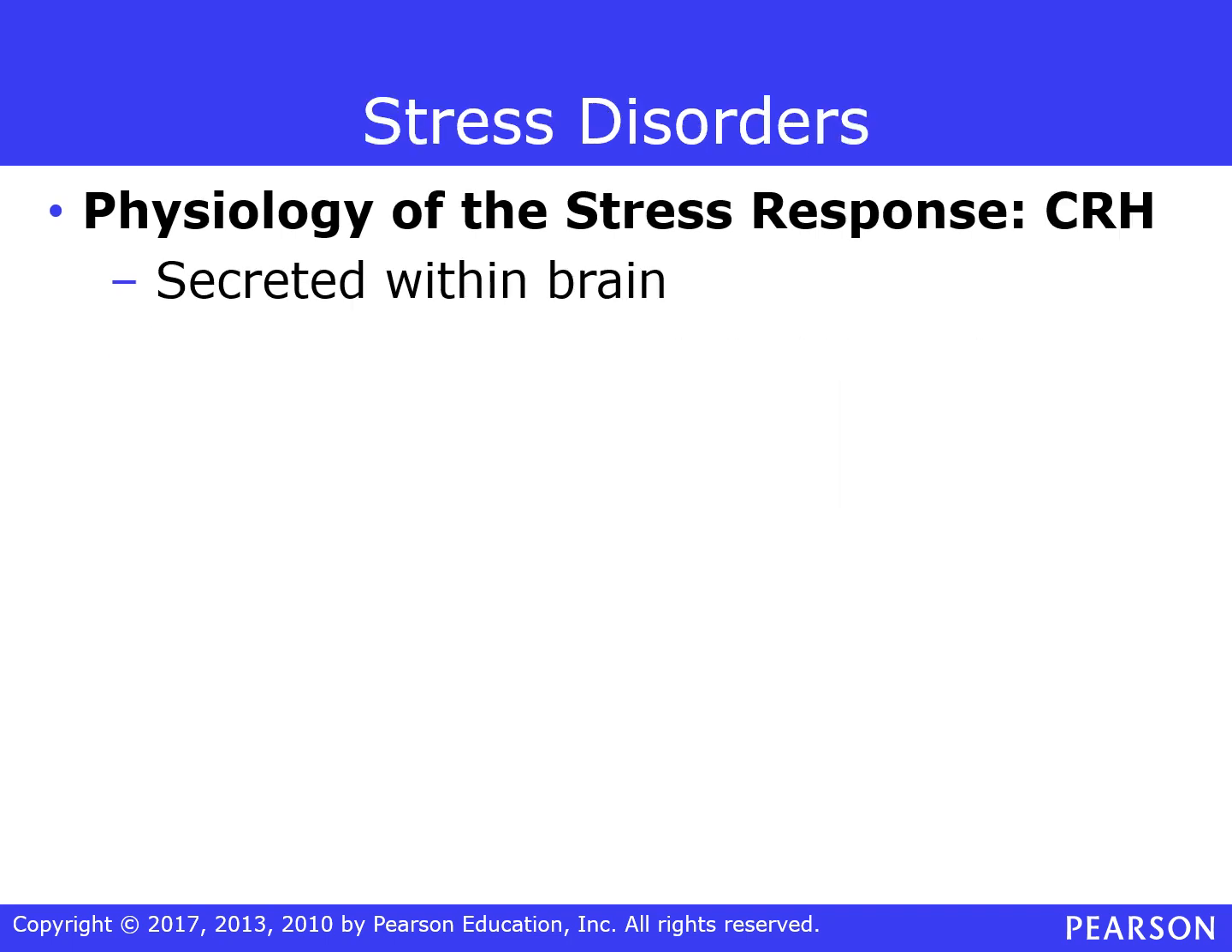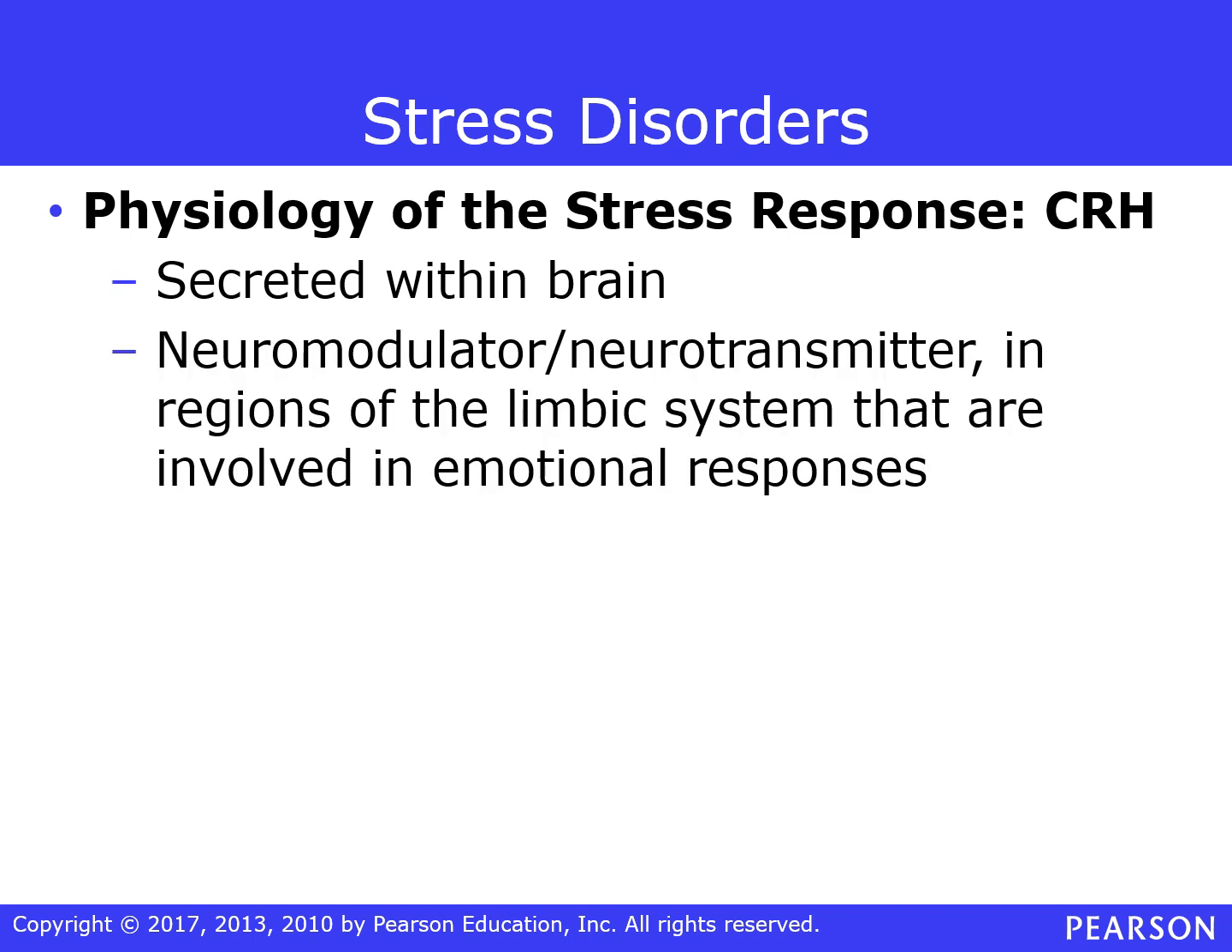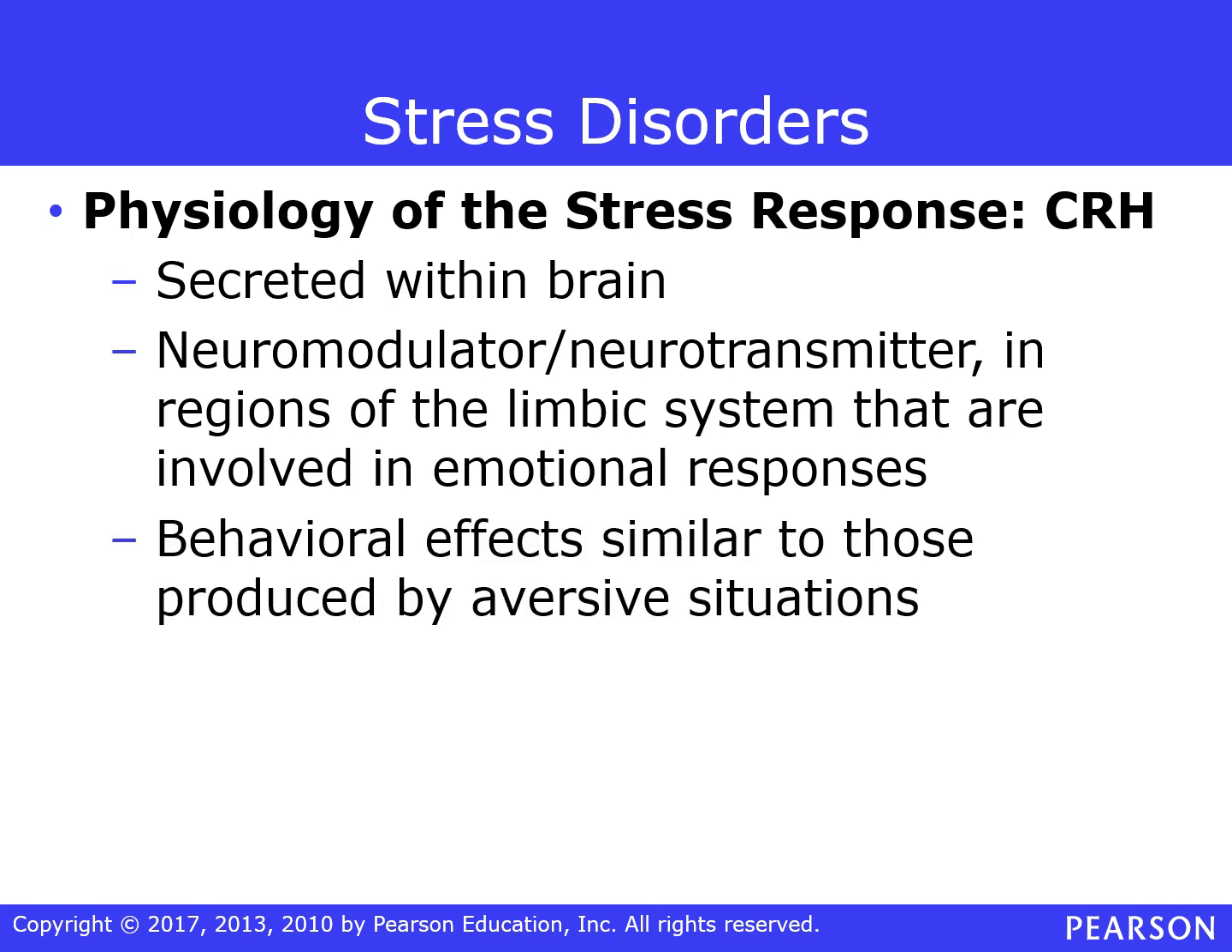Here we look at the CRH hormone a bit more closely. This is a hormone that's secreted within your brain, highly tied in with stress, like we just looked at on the previous slide. We believe this hormone serves as a kind of neuromodulator, or maybe even neurotransmitter, especially within the limbic system, which is highly involved in your more emotional responses. And this might be what's behind the behavioral effects that look similar to those produced when you are in aversive situations. So this seems to be highly tied into how you respond emotionally during high stress events and perhaps behaviorally as well.